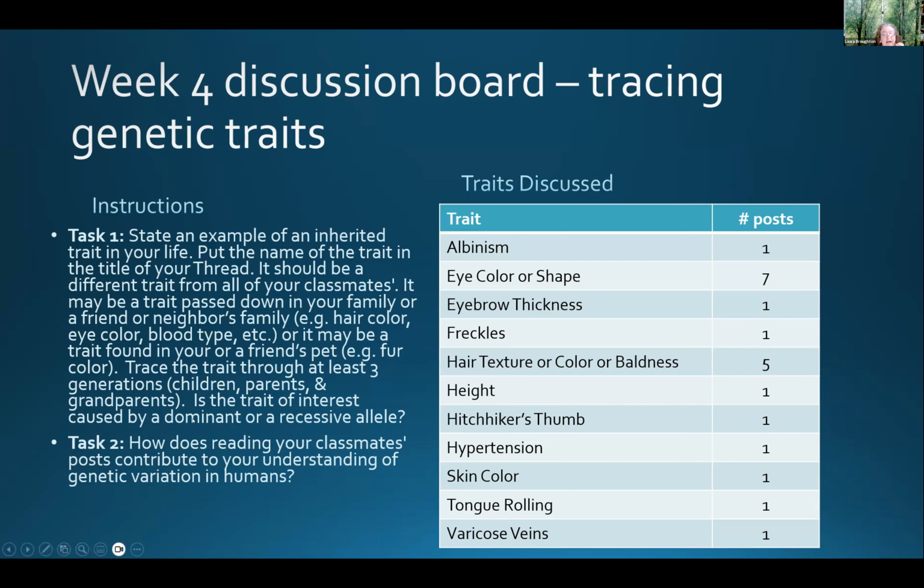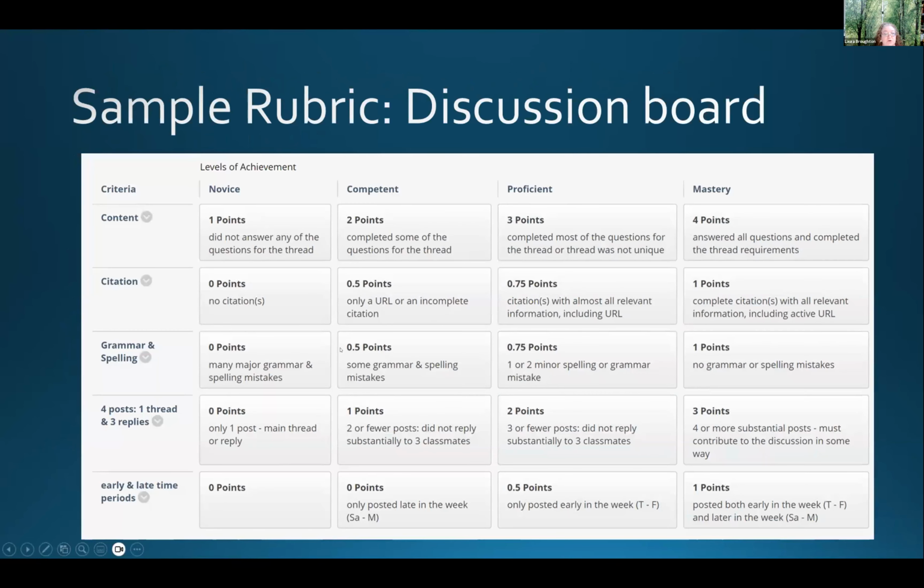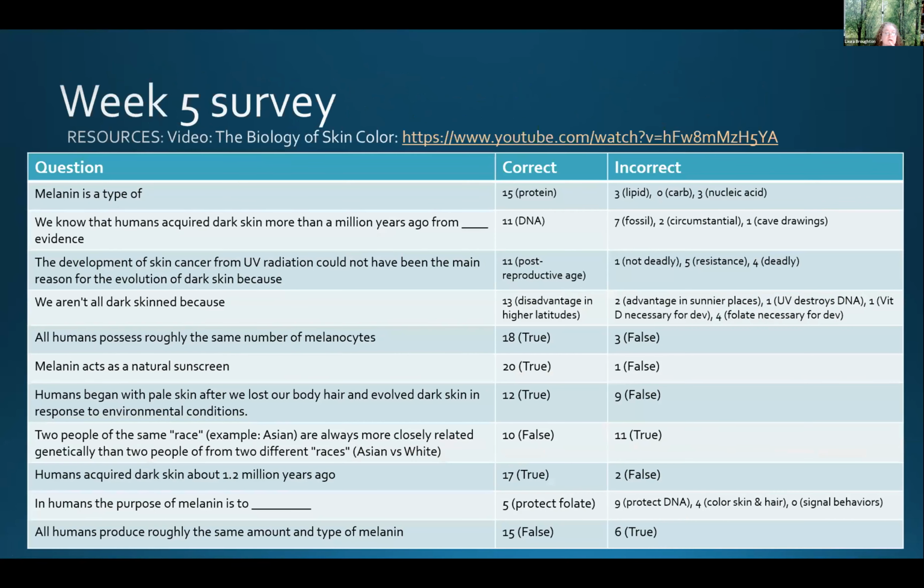So that's the idea. And then if you notice the second task, in this case, when I'm asking them to respond to each other, I ask them to talk about how this impacts their understanding of genetic variation. So that same thing comes back. And this is the discussion board. So the discussion board, the content is 4 points, but then the citation is a point, and then these various other aspects of the rubric. Again, I have a standard rubric for my discussion boards.